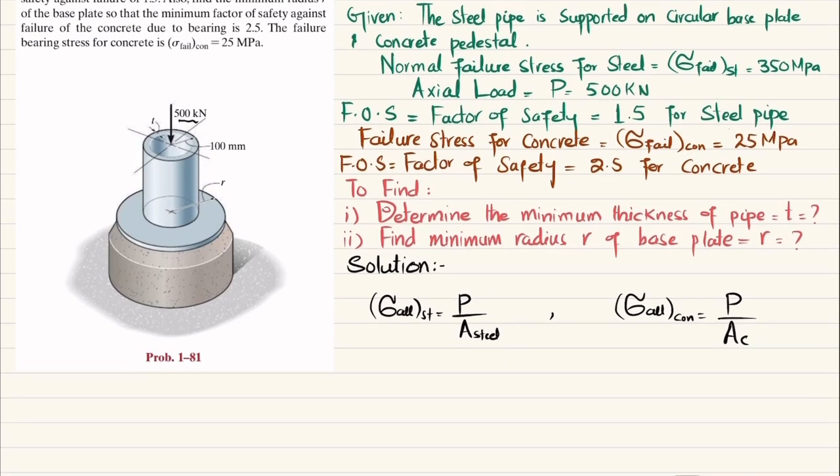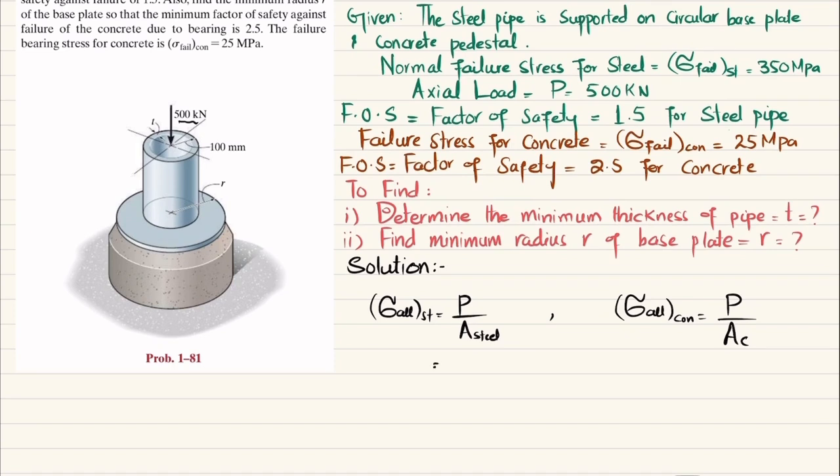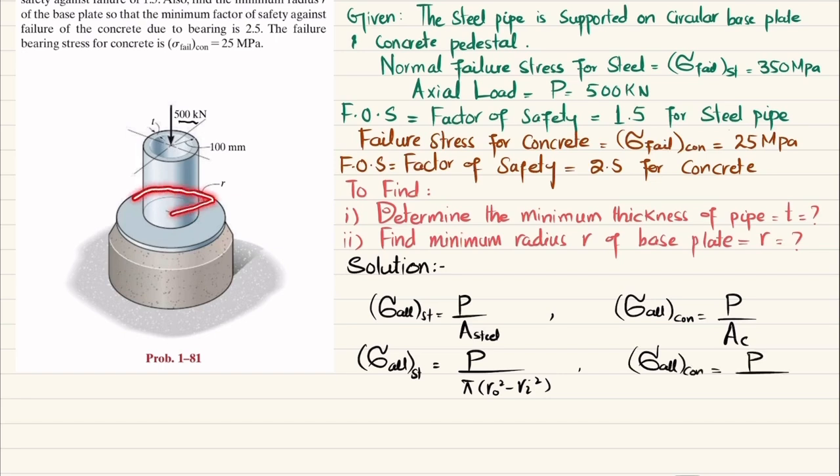Okay, now what we will do is find this as area of steel. This is equal to P, and the area of this hollow pipe will be equal to pi by 4, or pi times r outer square minus r inner square. Clear? And similarly here, this will give you allowable stress in steel, and allowable stress in concrete is equal to P divided by area of concrete, which will be the same as this base plate, so it will be pi r square. Clear?